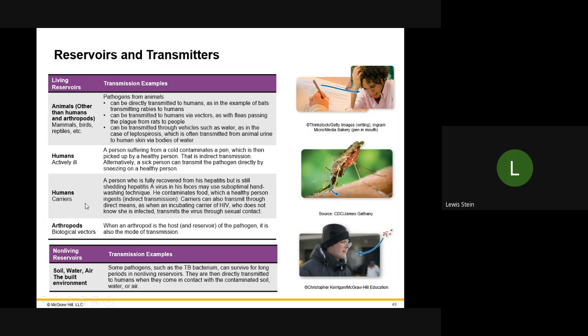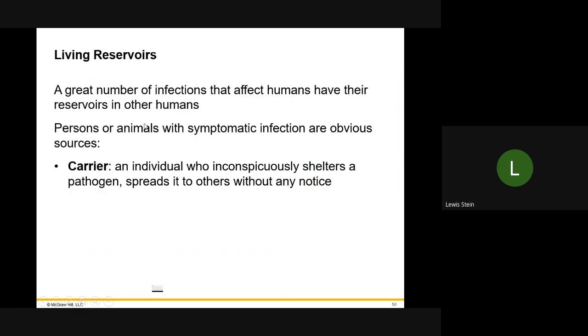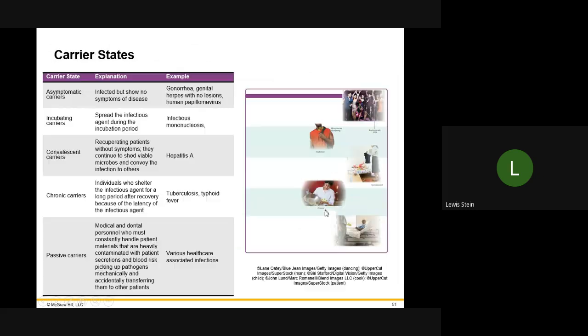So, humans are carriers. We talked about that. Arthropods. Carriers can transmit a variety. So, you can read through this. Why am I reading it to you? It doesn't make any sense. So, humans have their reservoirs in other humans. The carrier is someone who has it, whether they're symptomatic or not. So, we have asymptomatic carriers.